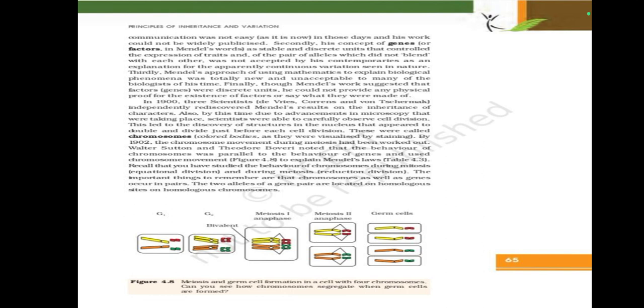In the 1900s, three scientists, Correns, de Vries, and von Tschermak, independently rediscovered Mendel's results on the inheritance of characters. Also, by this time, due to advancements in microscopy, scientists were able to carefully observe cell division. This led to the discovery of structures in the nucleus that appeared to double and divide just before each cell division. These were called chromosomes, colored bodies, as they were visualized by staining.